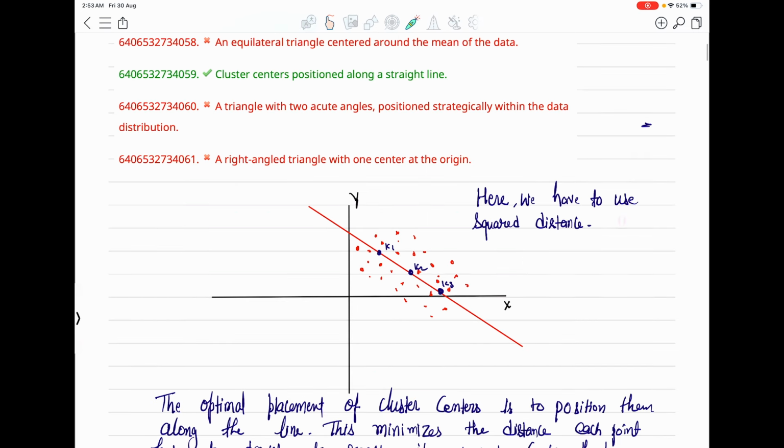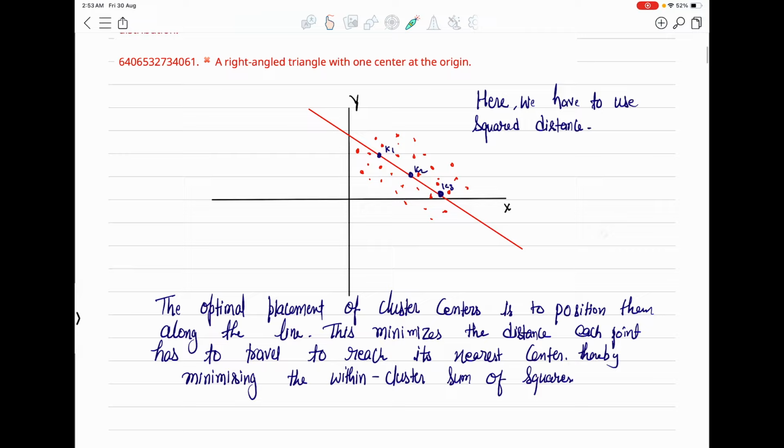So what will be the best arrangement? It will be nothing but the points on the line itself, let's say these k1, k2 and k3. Why is it so optimized? The optimal placement of a cluster center is to position them along the line. Why? This minimizes the distance each point has to travel to reach the nearest center. Basically, from this point, if we want to reach this point, this point, this point.